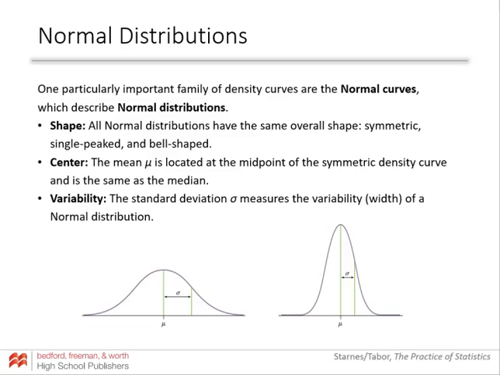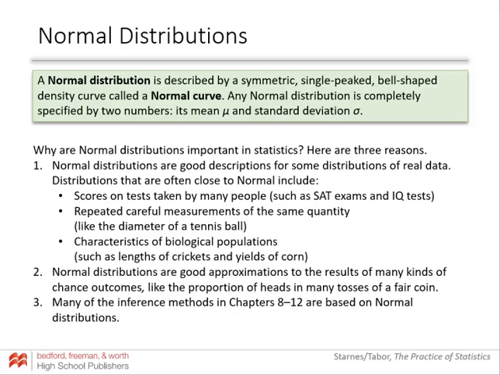The mean is the midpoint, so it's basically the same as the median. And then for variability, whatever the standard deviation is, that gives us a measurement of the width of the normal distribution. Okay, these are super important in statistics. There's a lot of things just in life that generally fall into a normal distribution, which makes it really useful for all kinds of research.